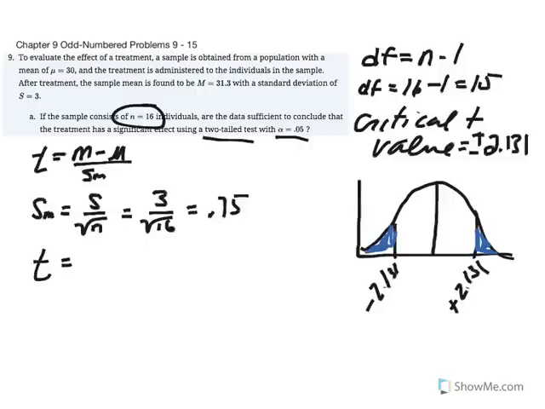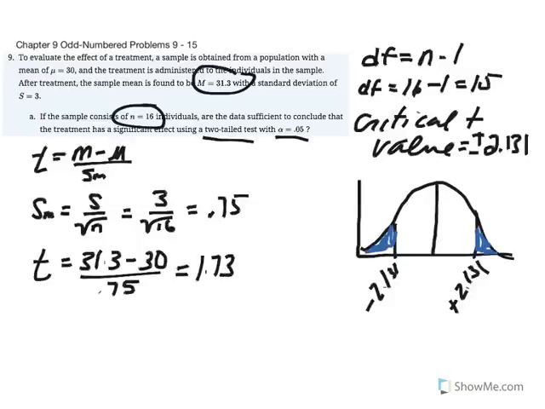Now we have what we need to calculate our t-value. So t is equal to our sample mean, 31.3, minus our population mean, which was equal to 30, divided by our estimated standard error, which in this case is 0.75. And if we enter this into our calculators, 31.3 minus 30 divided by 0.75, we get a t-statistic equal to 1.73.